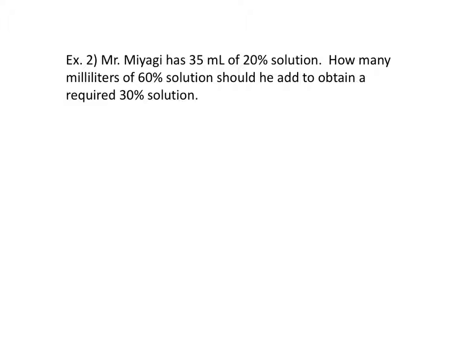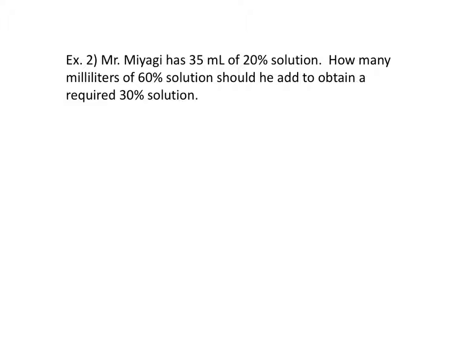Mr. Miyagi has 35 milliliters of a 20% solution. How many milliliters of a 60% solution should he add to obtain the required 30% solution? Okay, so he has something, you could think of it as lemonade, whatever. 20%, it's not that strong. He has something that's way stronger, 60%. And he wants to know how much of this really strong solution to add to the weak one to make this nicer 30% finalized solution.